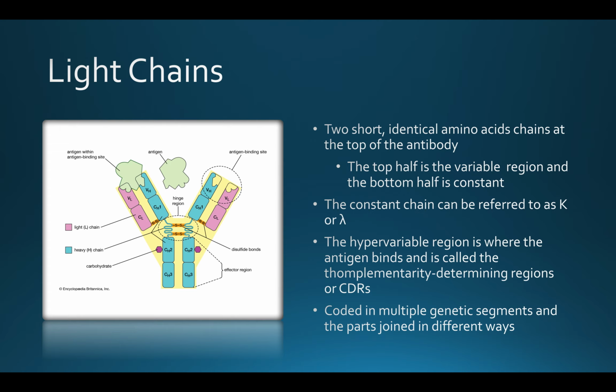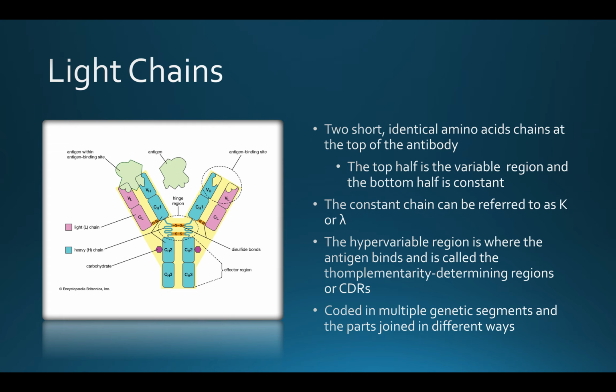The hypervariable region is where the antibody binds. Up here at the top, that's where the antigen is going to bind to the antibody, and it's called the complementarity determining regions, or CDRs. This is where your antigen will attach to the antibody to alert the B cell that there's something there, and you need to produce more antibodies or do what antibodies do to fight back in the body.